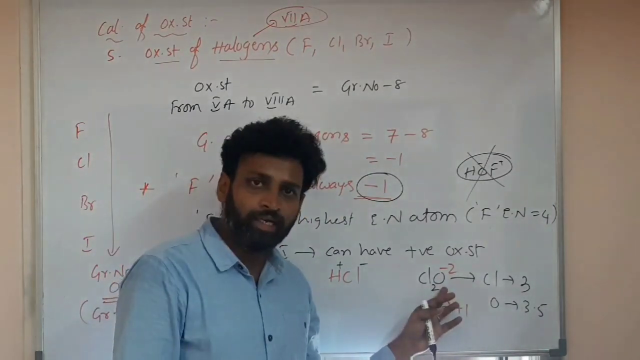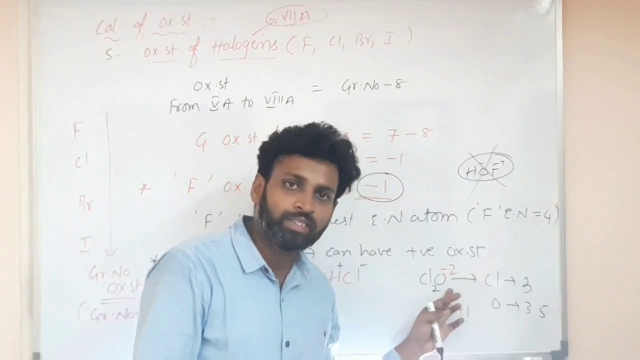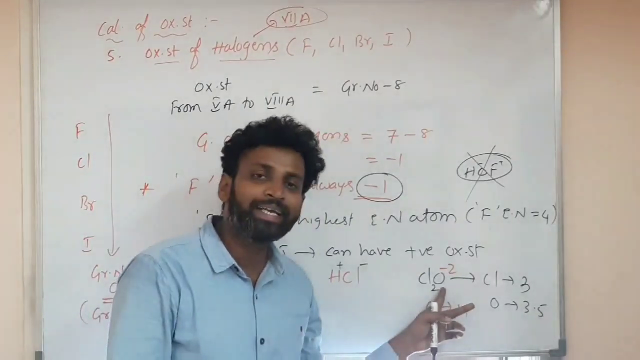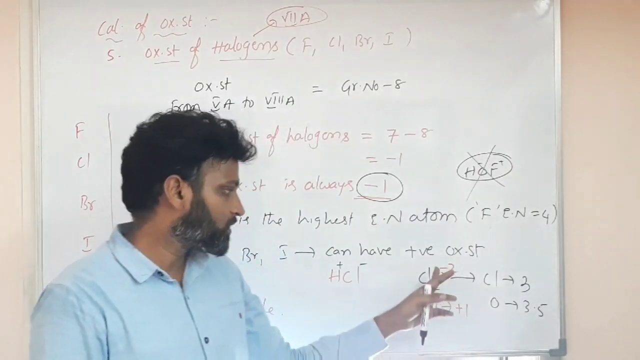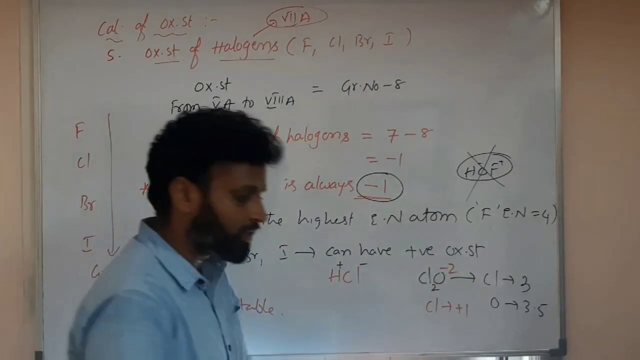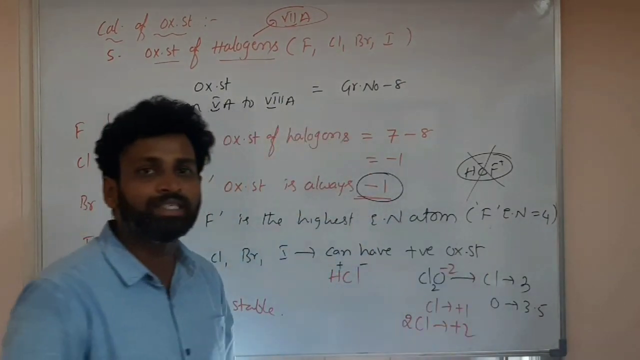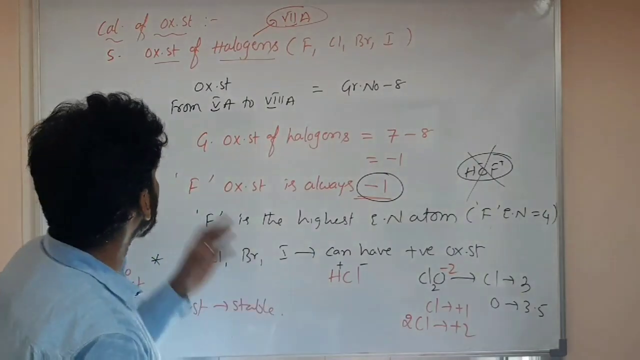What is the general oxidation state of oxygen? Group number minus 8. Oxygen is in the 6th group, 6 minus 8, so -2. Oxygen is -2, so each chlorine is +1, so 2 chlorines means +2, because overall the charge is 0, I said. So this is about the oxidation state of halogens.